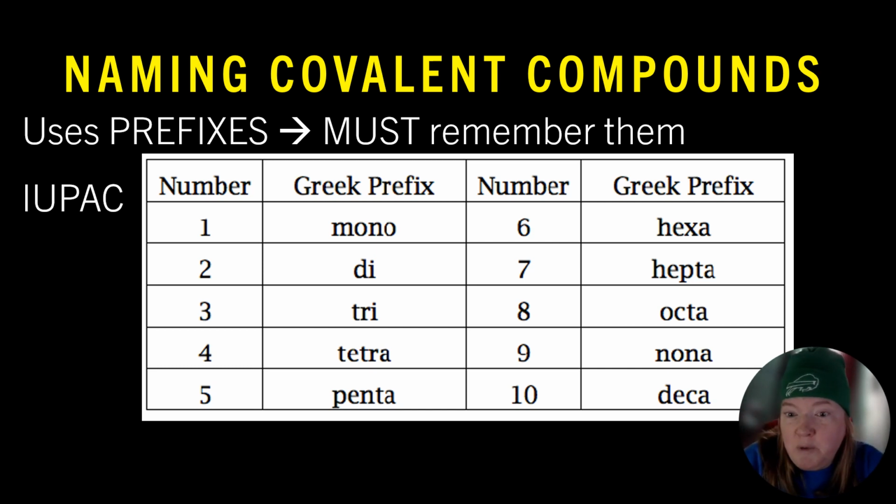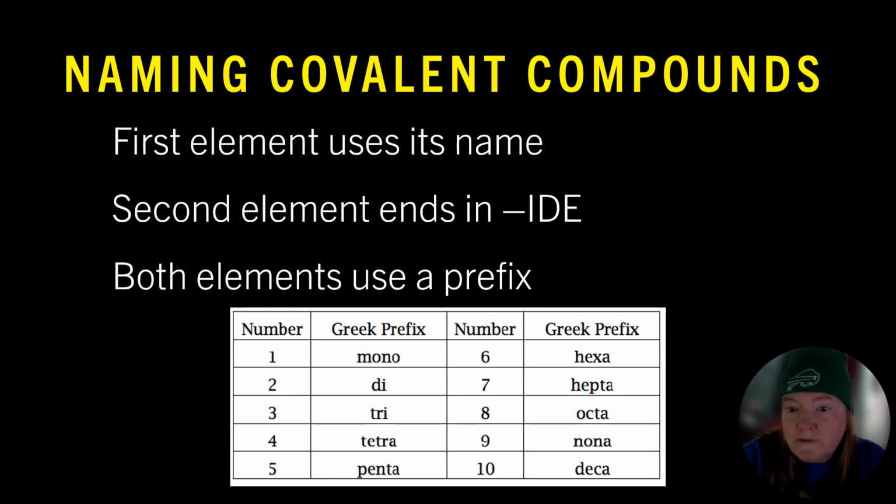Now, this is for IUPAC rules for naming, which means the International Union for Pure and Applied Chemistry, blah, blah, blah. That just means the way we name stuff, okay? So the rules for naming covalent compounds are like the easiest. So the first element uses its name. If it's oxygen, it's oxygen. If it's carbon, it's carbon. If it's hydrogen, it's hydrogen. The second element uses IDE, so its ending changes to IDE. That sounds like the naming rules we did before. So oxygen becomes oxide, hydrogen becomes hydride, sulfur becomes sulfide.